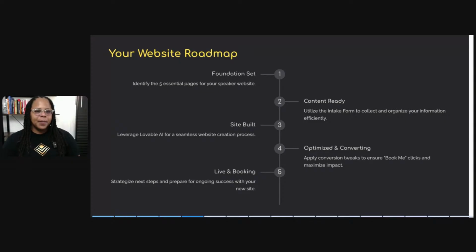So let's talk a little bit about your website roadmap. Really, your website has to have five essential pages. And in order for you to be prepared to use Lovable, we need to set that up, right? We will talk a little bit about what that looks like in the next few slides, but I just want you to see this, that in order for you really to be successful, you need to utilize information I'm going to give you today so that it converts easily for you, right?